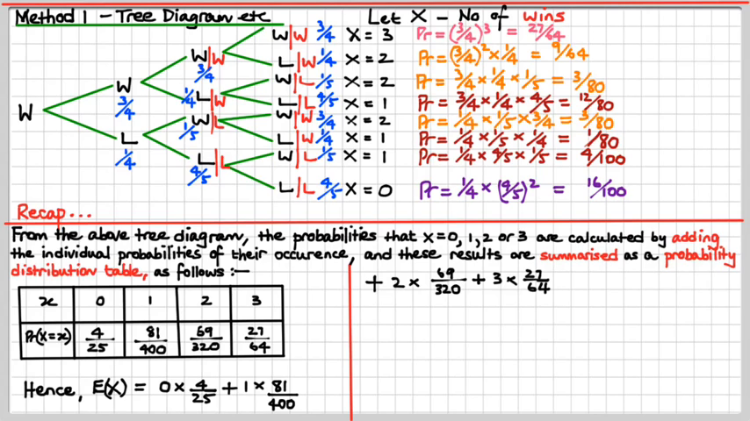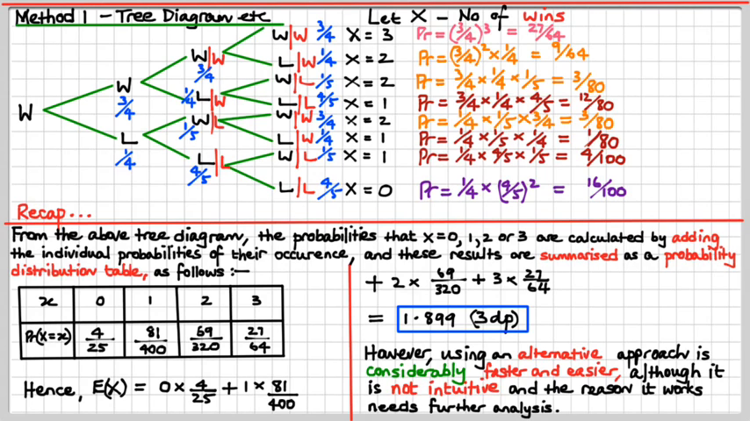Okay, so it's 0 times this, plus 1 times this, plus 2 times this, plus 3 times this, and it's very boring, and we get 1.899 to 3 decimal places. So that is the expected number of wins from the subsequent 3 triathlons after he won the first one, okay? Alright, so far so good.